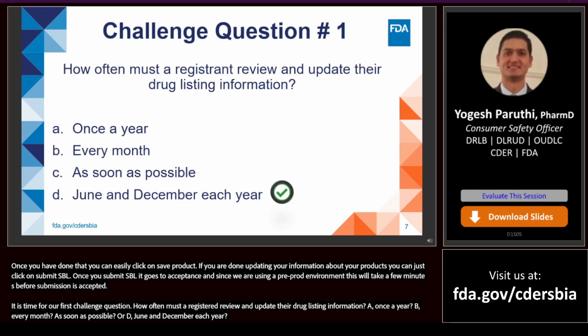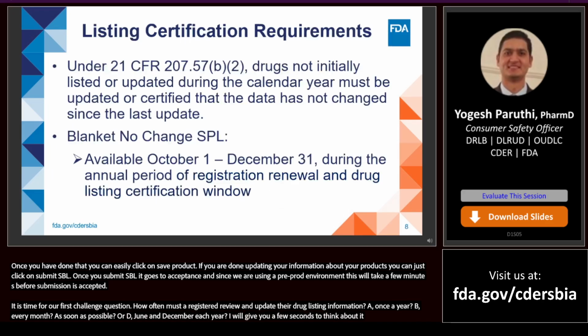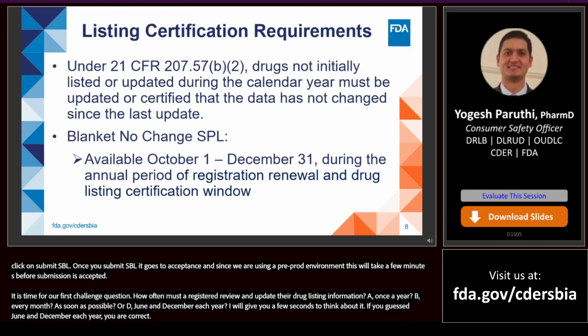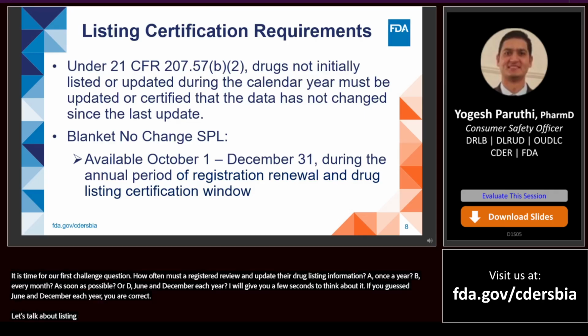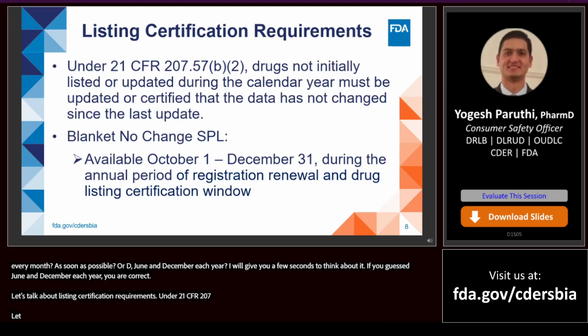If you guessed June and December each year, you are correct. So let's talk about listing certification requirements. Under 21 CFR 207.57(b)(2), drugs not initially listed or updated during the calendar year must be updated or certified that the data has not changed since the last update.